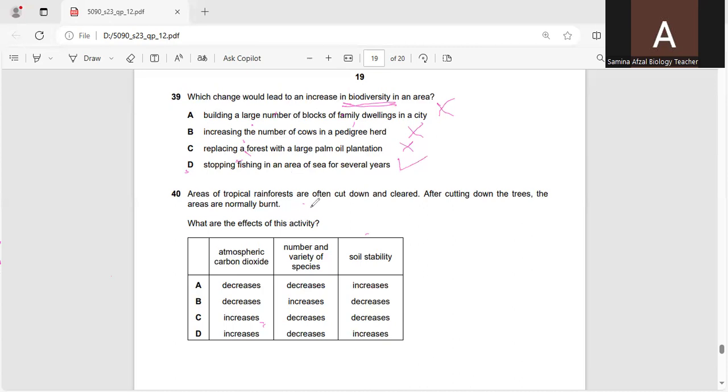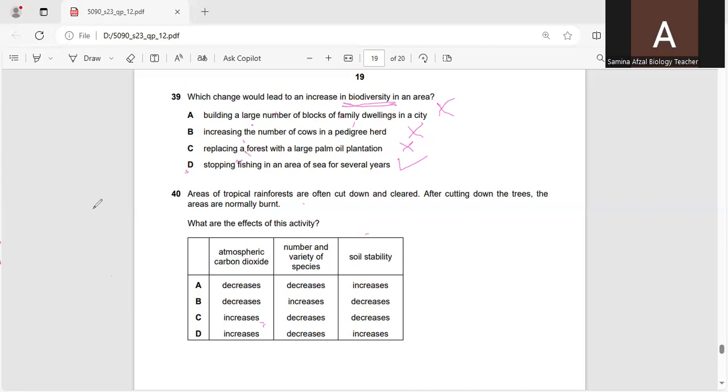Areas of tropical rainforest are often cut down and cleared. After cutting down the trees, the areas are normally burnt. What are the effects of this activity? It will have a bad effect on the environment, students.